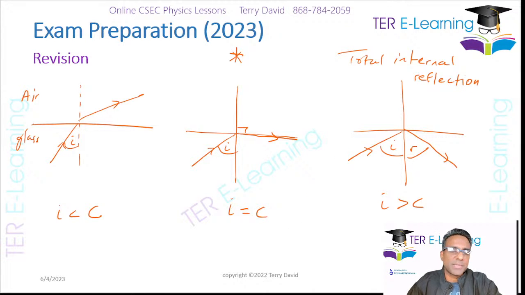Sometimes they can ask you things like, what are the conditions for total internal reflection? There are two conditions. One, you have to be moving from a dense material to a less dense material, so if you're going from glass to air, that's a scenario. And the other is that the angle of incidence must be greater than the critical angle. That's basically what it is.